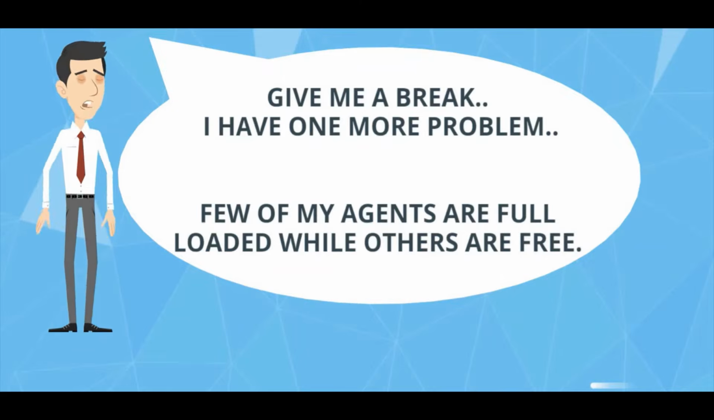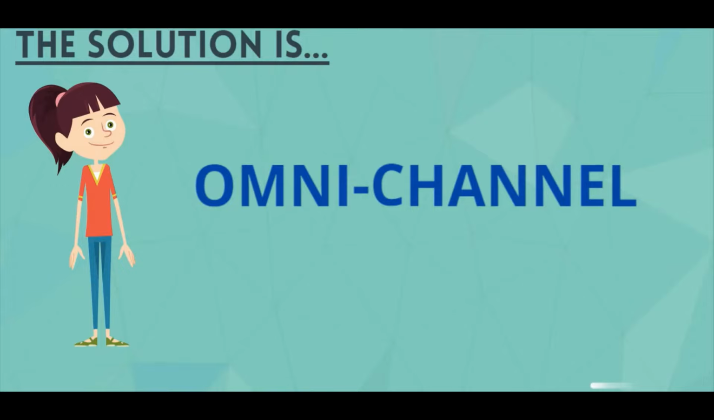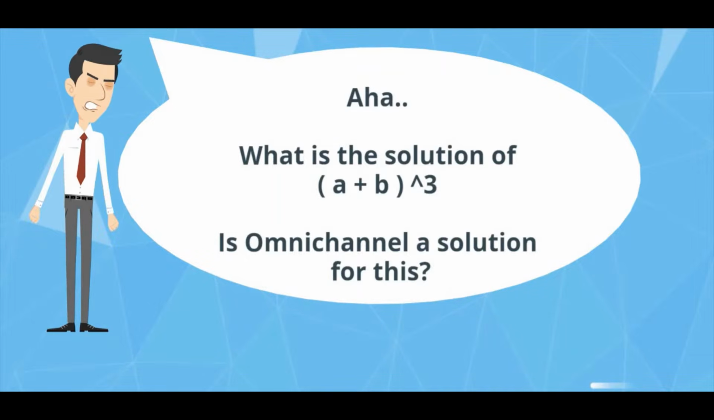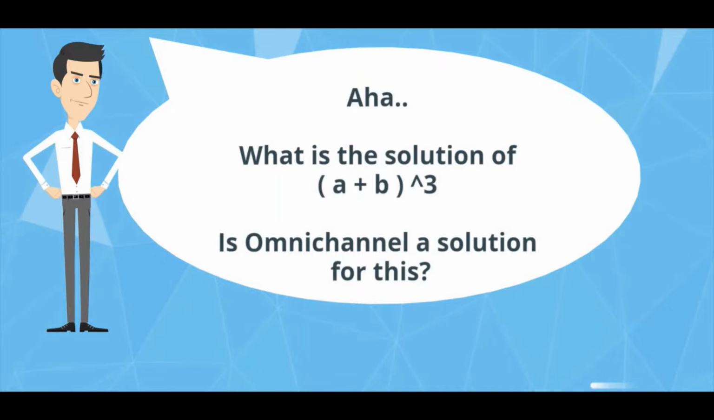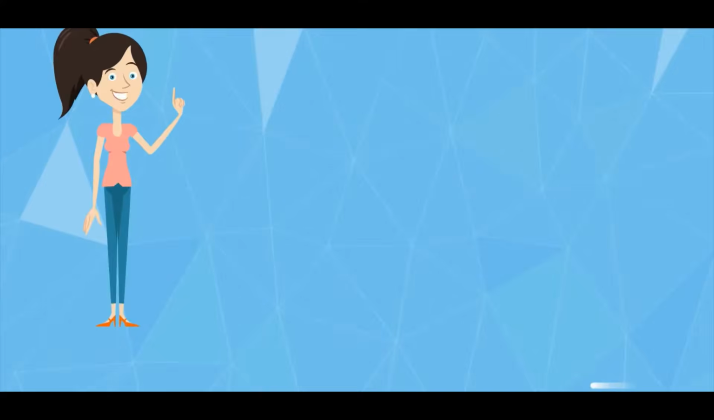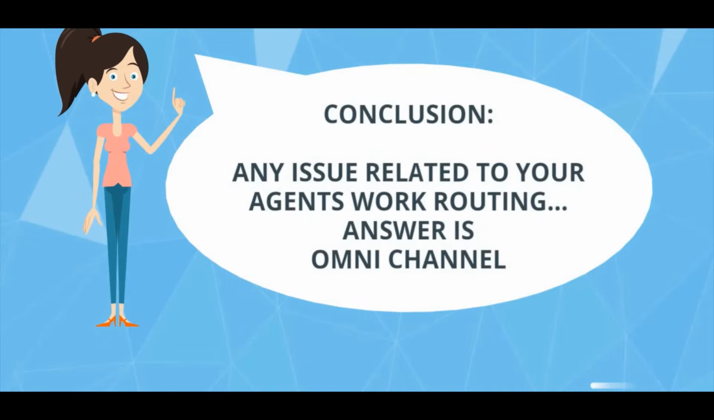Give me a break. I have one more problem. A few of my agents are fully loaded while others are free. Okay, the answer is OmniChannel again. See, you have any problems, for all your questions the answer is OmniChannel. Aha, what is the solution of (a+b) whole cube? Is OmniChannel a solution for this? Okay, you got me. I definitely know it's somehow related to mathematics. Okay, I will take my word back and I will conclude it as: any issues related to your agents for routing, the answer is OmniChannel. I hope this will be okay for you.